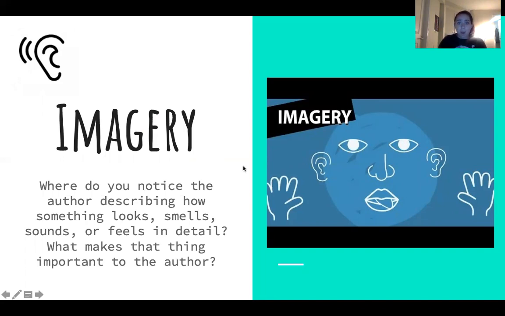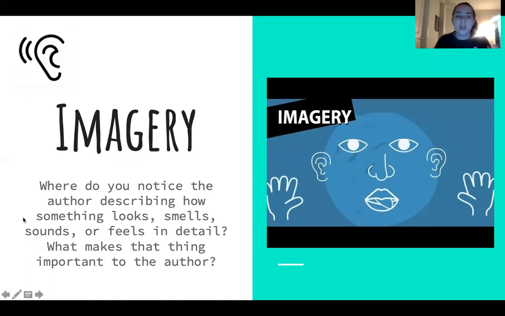Imagery is big in poems because remember, like I said, everything in a poem has purpose behind it. So that means that authors have a tendency to use a lot of imagery, because imagery is when you're describing in detail how something looks, smells, sounds, or feels. And because everything in a poem is purposeful, a lot of things are going to be described in a lot of detail. When we see a poet using imagery, we usually know that the thing they're describing is important to them, to the speaker, to the poem as a whole.